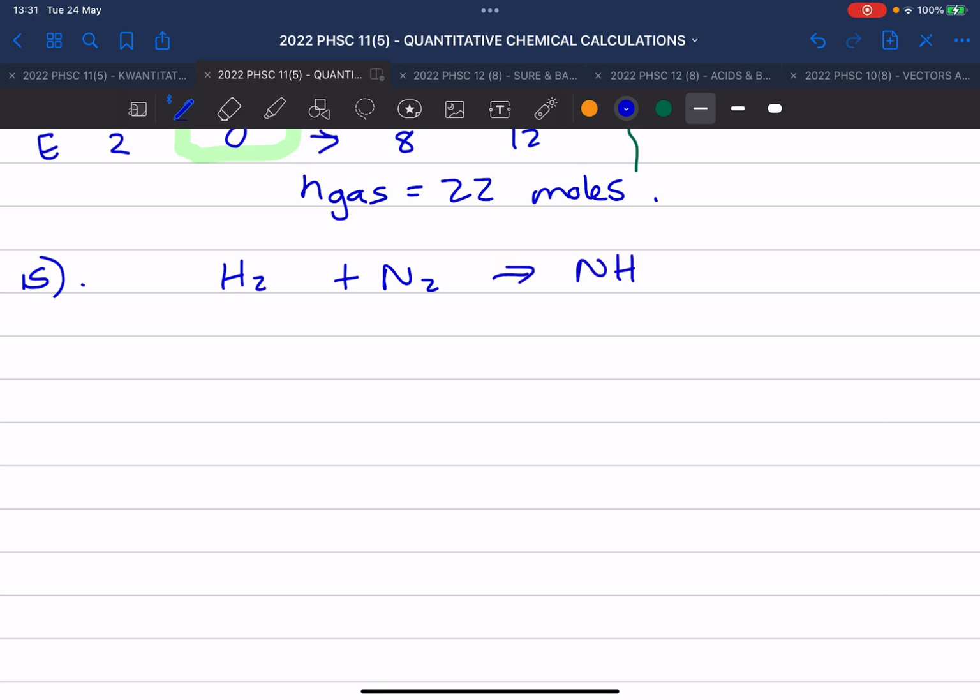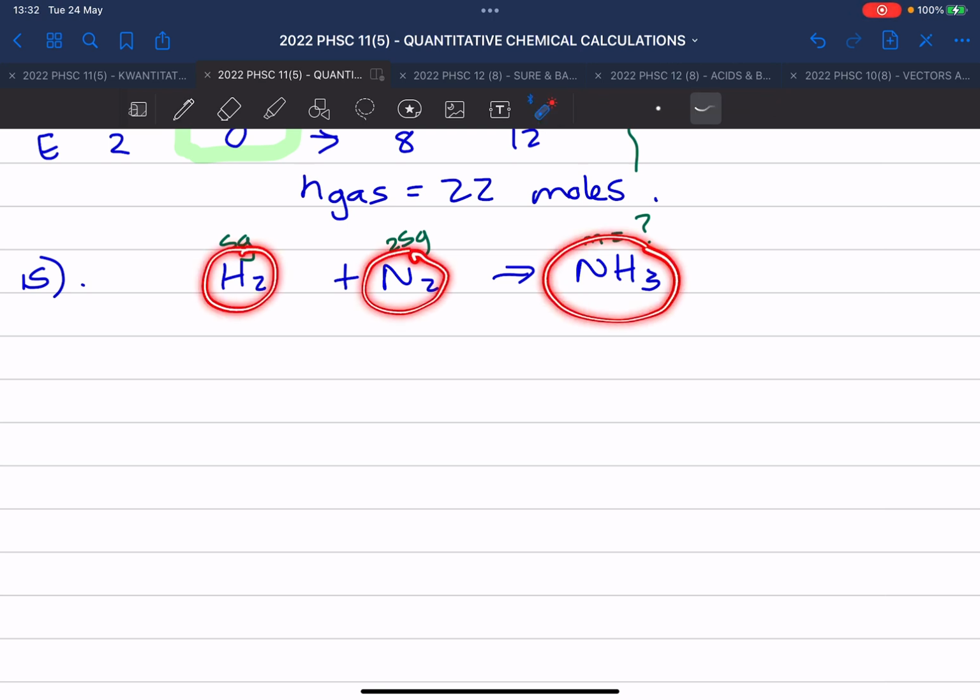If 25 tons of nitrogen gas reacts with 5 tons of hydrogen gas, calculate the mass of ammonia that will form. Perfect. All right. So that is what they asked. I wrote down an equation because it's hydrogen gas that reacts with nitrogen gas to give you ammonia.